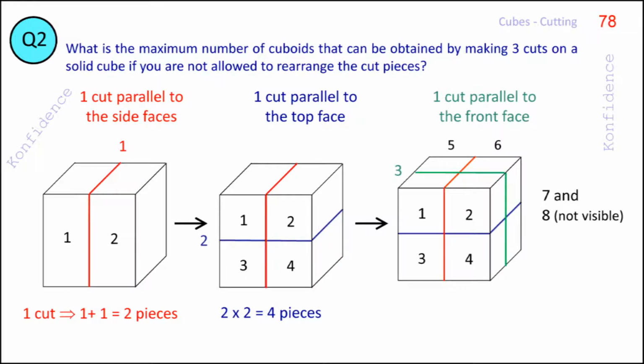Then we make the third cut parallel to the front face. Note that this third cut is perpendicular to both the previous cuts. Thus, it cuts through all the 4 cuboids obtained as a result of the previous 2 cuts. Thus, we have 4 into 2 equals 8 cuboids. This is the maximum that we can get as a result of 3 cuts. If we make all the cuts along the center, the resulting cuboids that we get will all be identical, and in this case, it will be cubes as seen in the slide.